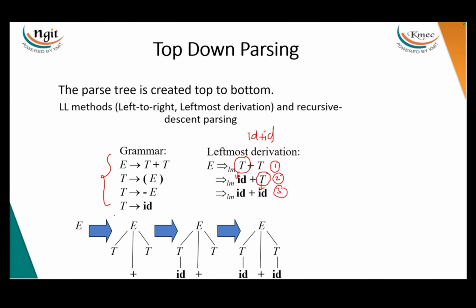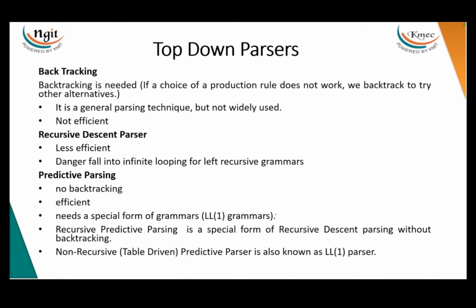in top-down approach. First E tends to T plus T, that is the first production. Then T tends to ID, second production, and T tends to ID, third production, right? So 1, 2, and 3. So the sequence we have used in leftmost derivation and top-down approach is the same. That's what we have mentioned earlier.